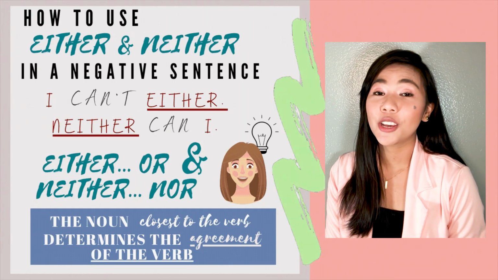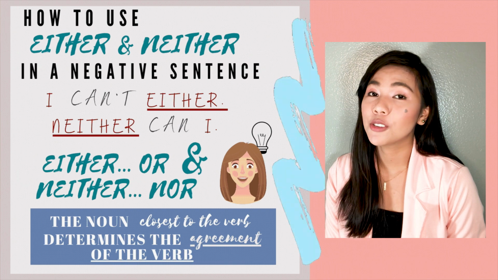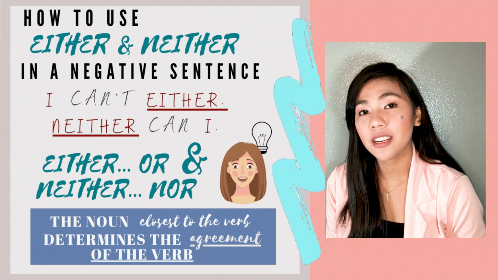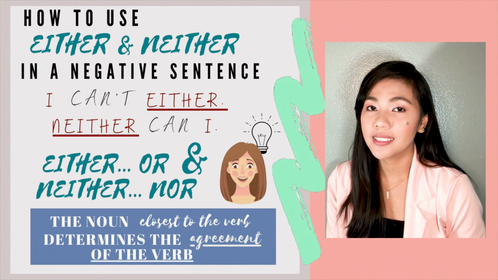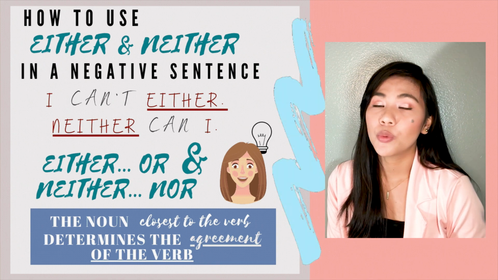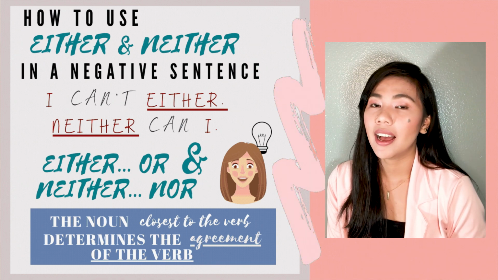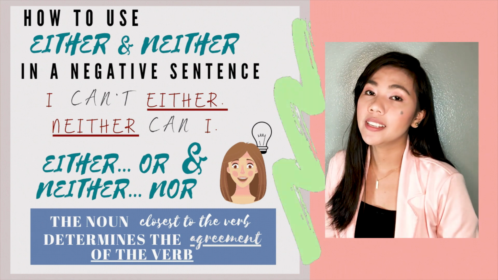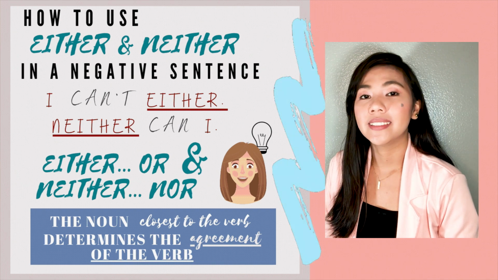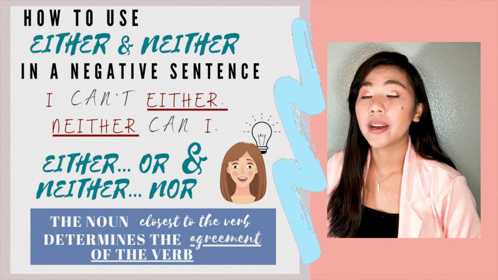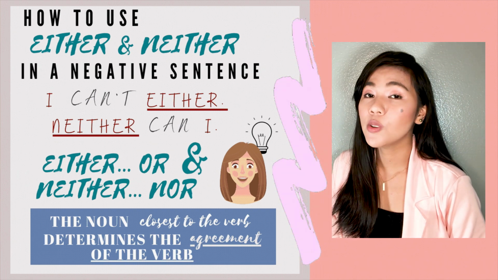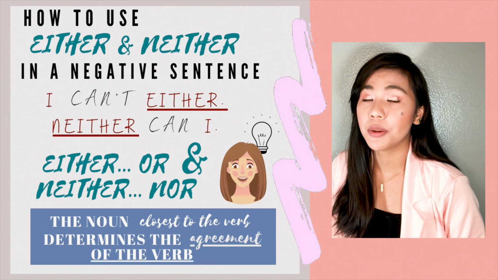That's all for today, guys. I hope you learned something from our lesson today, how to use either and neither. Just always remember that in a negative sentence, we use either and neither. And either always comes last, and it's combined with a negative verb: "I can't either." While neither comes first and is combined with a positive verb: "Neither can I." Either is combined with or, and neither is combined with nor. And the noun closest to the verb always determines the agreement of the verb.